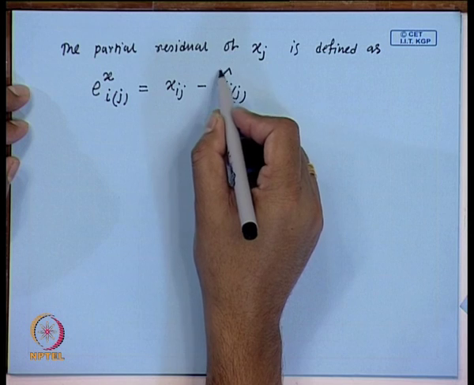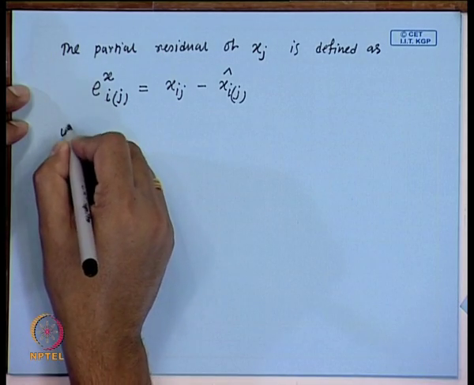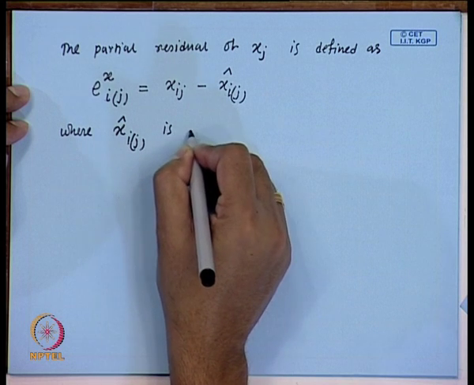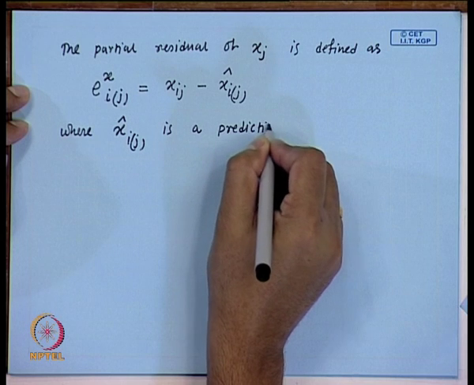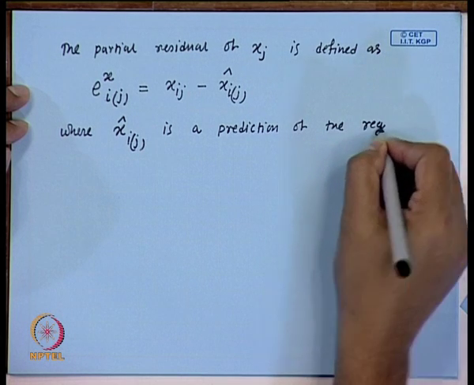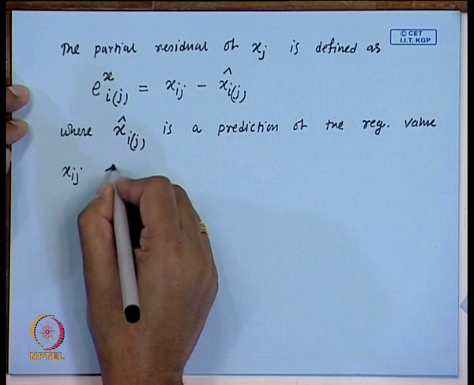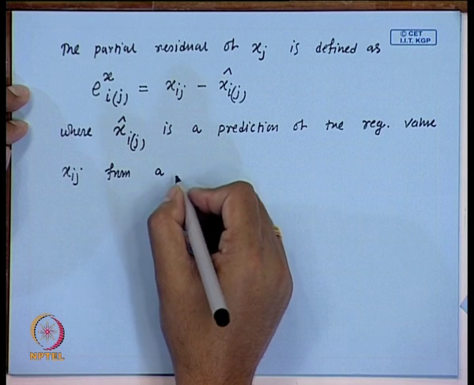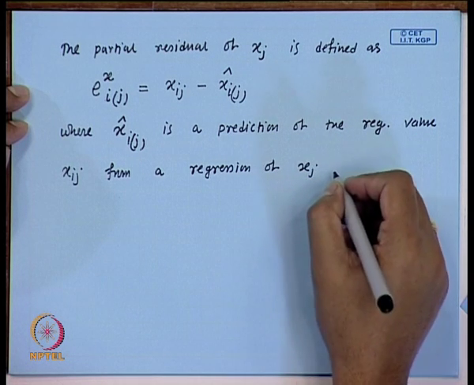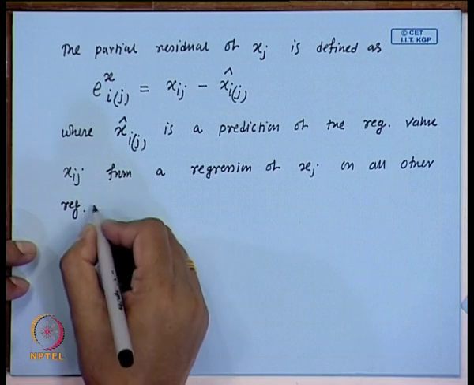So, this is the fitted value obtained when the jth regressor is regressed on the remaining regressors, where xij hat is a prediction of the regressor value xij from a regression of xj on all other regressor variables.